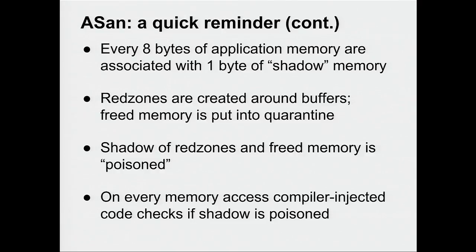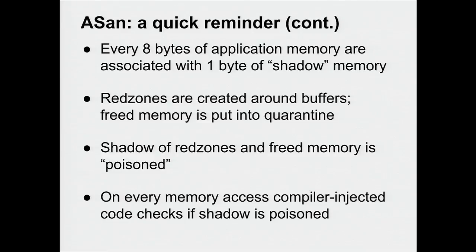We know which memory is addressable and which memory is not, and we store this information in shadow. We use the term poisoning, so we call the shadow memory poisoned if it has a value which means that the original memory can't be accessed.